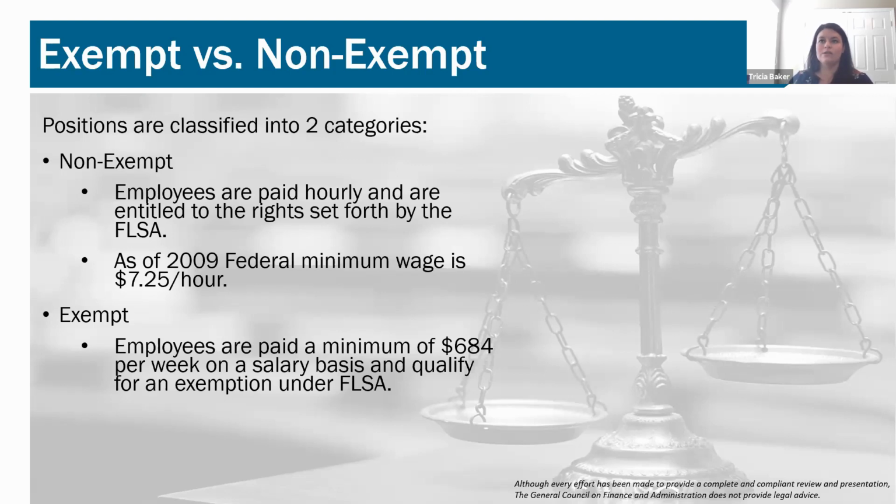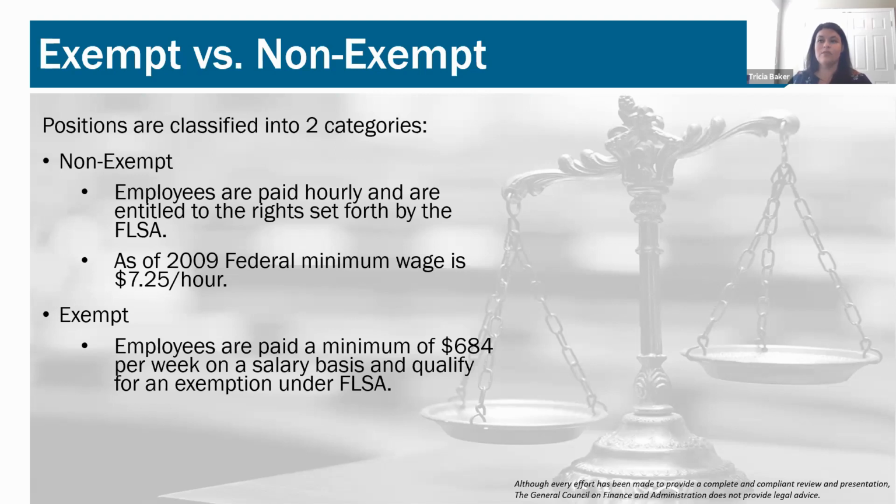And so this law divides employees into two different categories. Non-exempt staff members are hourly. They clock in and out. They're paid on an hourly basis. And they are protected under this law in that they are given overtime. So if they work more than 40 hours in a work week, they get time and a half for any hours worked over 40 hours in a work week.